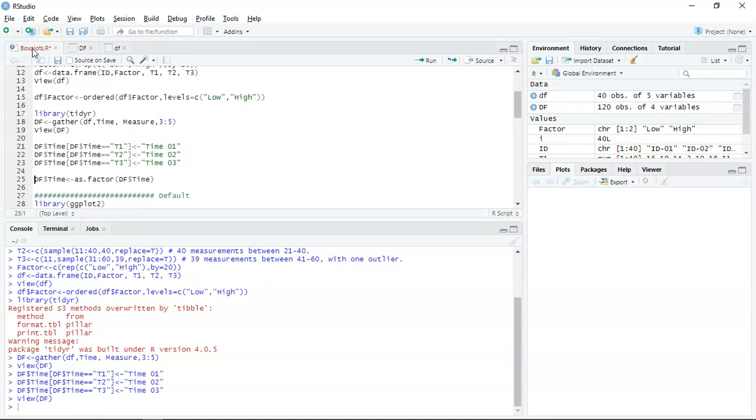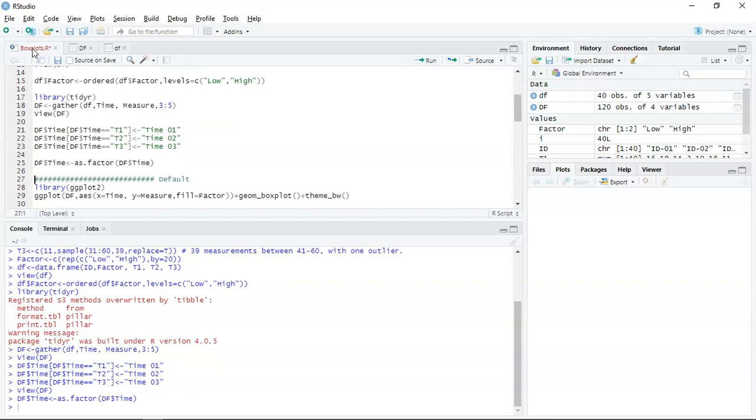And then I'm making that time measurement a factor. Not really needed for the boxplot, but again, always trying to keep in mind good practice when it comes to the statistical analysis. And then I suppose the first step is essentially to produce the boxplot.